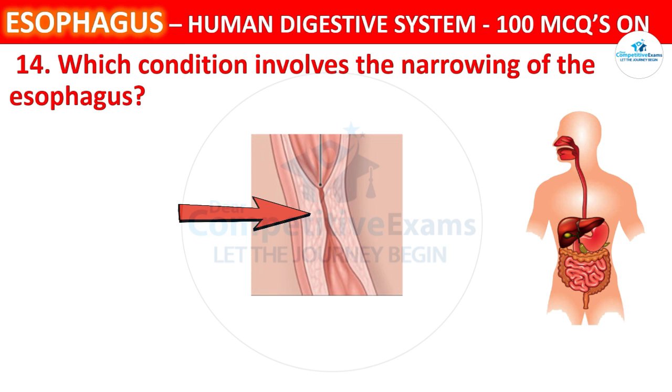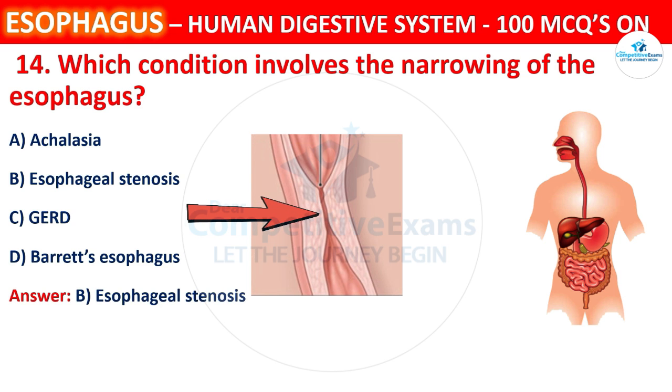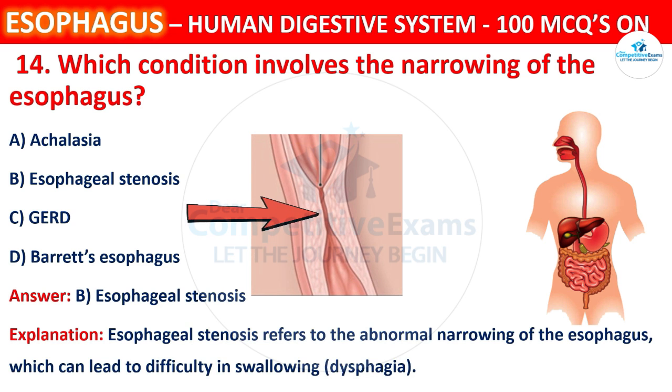Your options are achalasia, esophageal stenosis, GERD, or Barrett's esophagus. The correct answer is B, that is esophageal stenosis. The esophageal stenosis refers to the abnormal narrowing of the esophagus, which can lead to difficulty in swallowing.